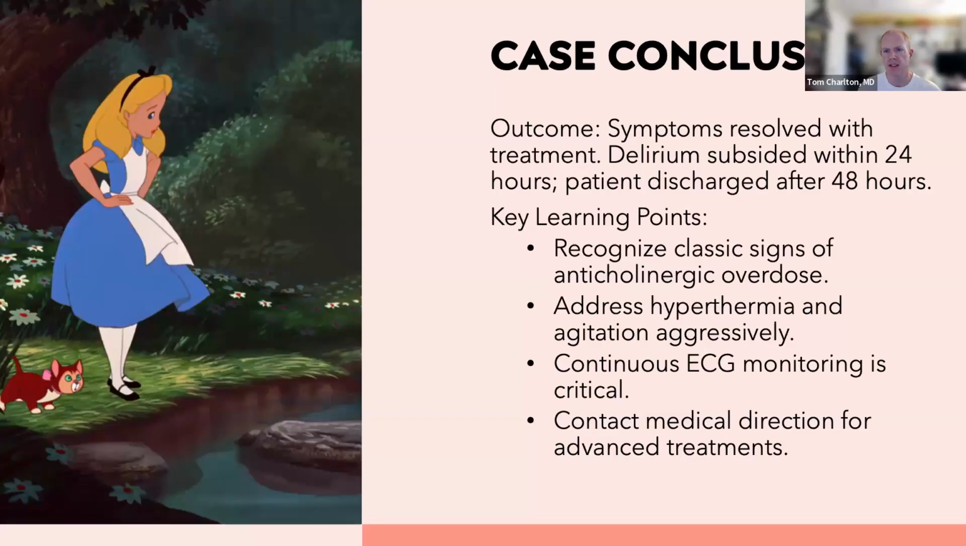So to conclude the case, the symptoms resolved with treatment. The delirium subsided within about 24 hours, and the patient was able to be discharged home 48 hours later. So the key learning points are, recognize your Mad Hatter represents anticholinergic overdose. Address the hyperthermia and agitation. Continuous EKG monitoring is critical. And then, always contact medical control if you've got further concerns.